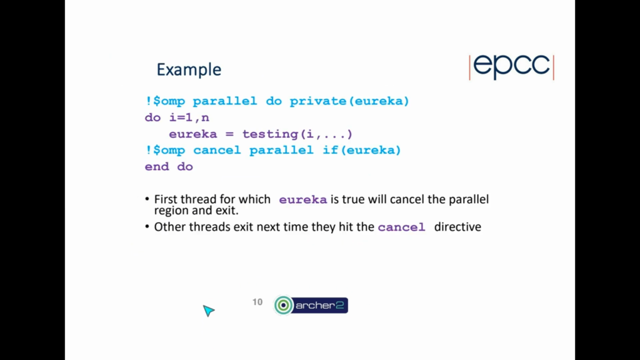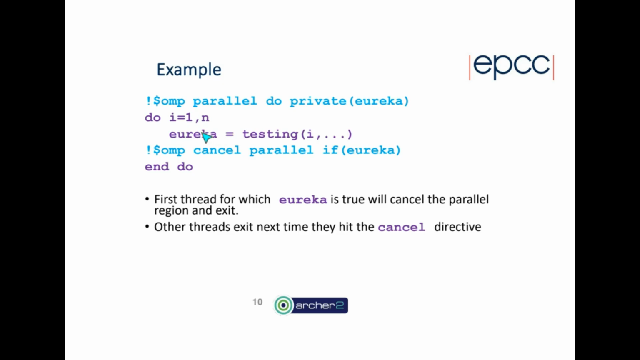So just to sketch a piece of code, this is an example where you want to stop as soon as one thread's found something. I've got a loop where every iteration does some test and returns true or false, and you want to stop the loop as soon as the first true value is encountered. So you could do it like this. We want Eureka to be a private variable, and then I can use the cancel construct. So I say cancel the parallel region if Eureka is true.